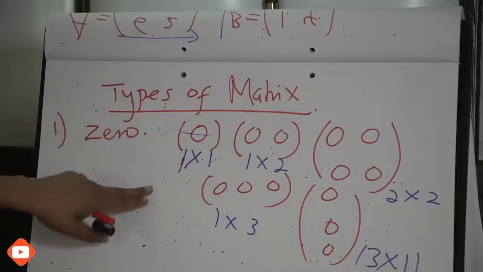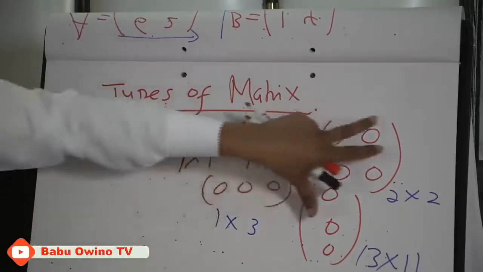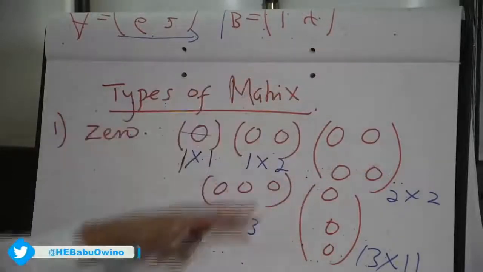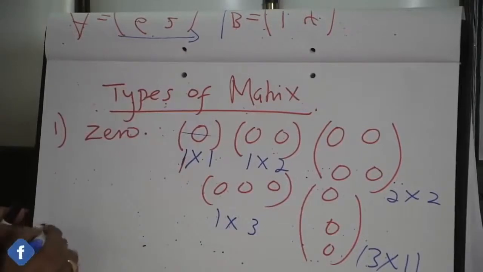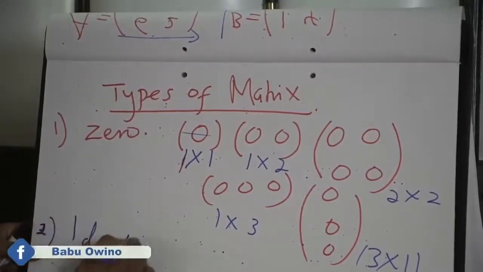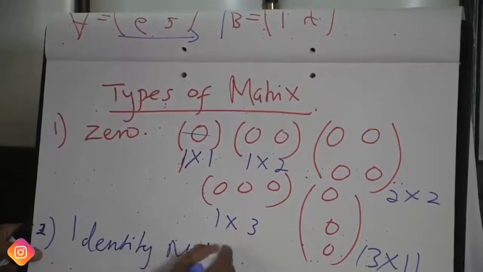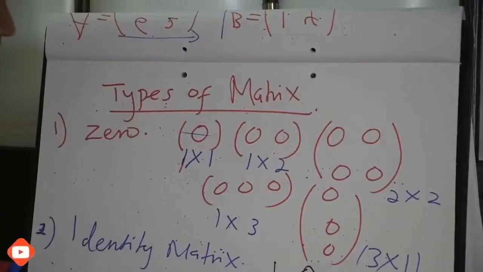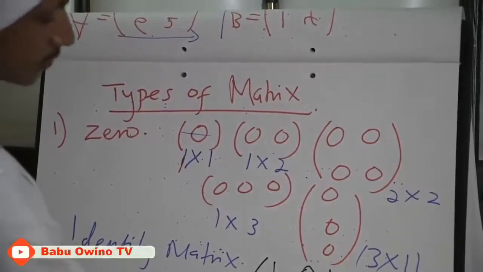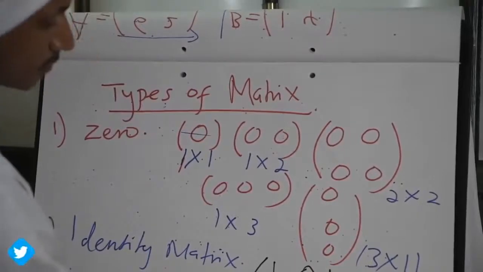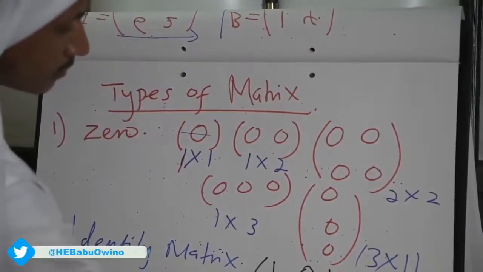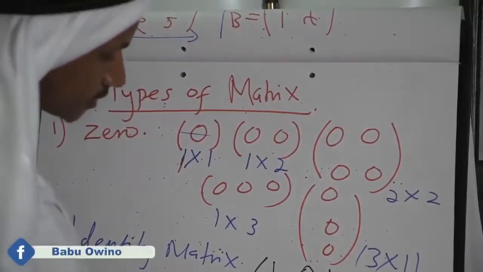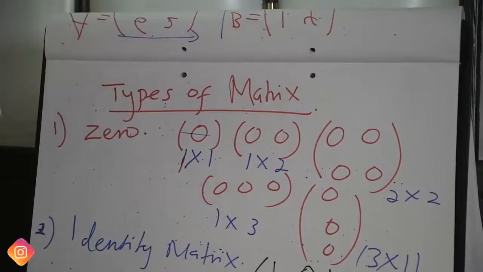Therefore, class, this matrix is called a zero matrix. A matrix where all the elements are 0 is called a zero matrix. The second one, we have identity matrix. Identity matrix is represented by 1 0 0 1, or 1 1 1.